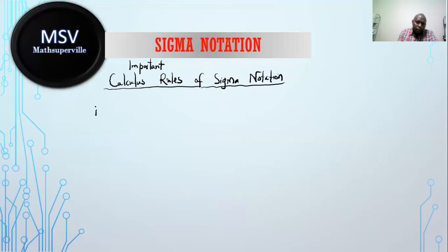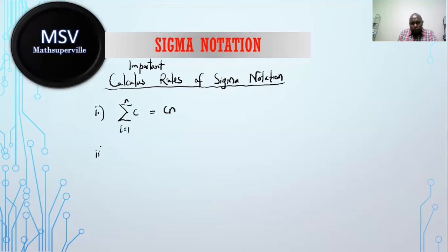So the first rule in this is the sum. Of course, I already gave you this one. It's the sum of the constant from i equals 1 to n, and we say this is C times n.